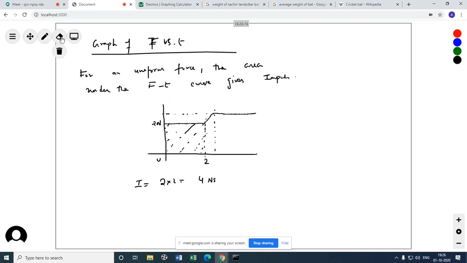May I clean it? Yes, sir. Another graph can also be possible. Now we will do some numericals on this, you will see.